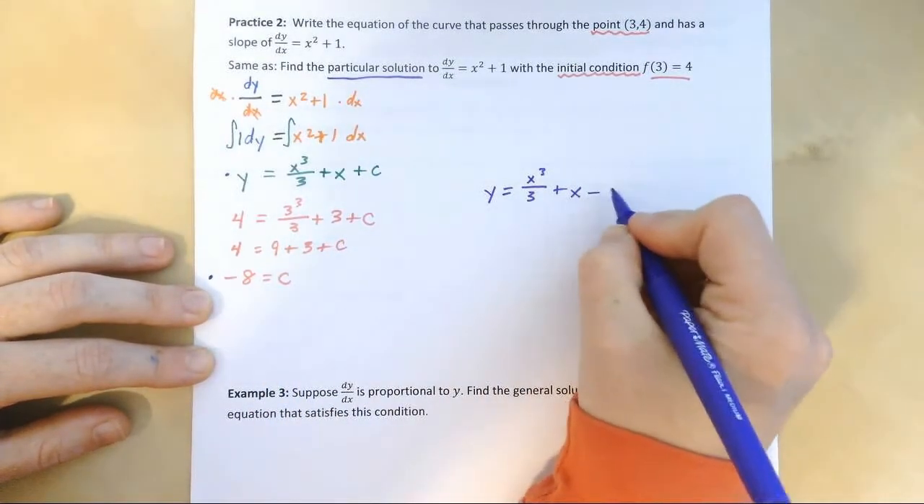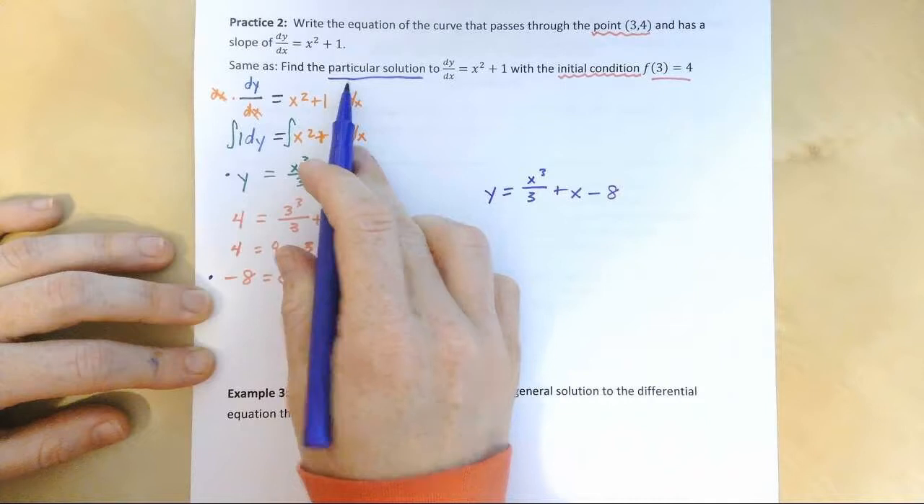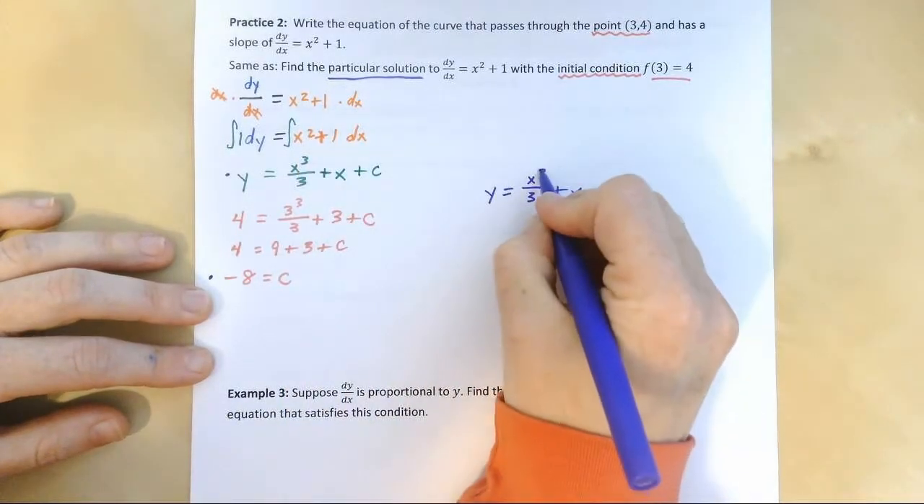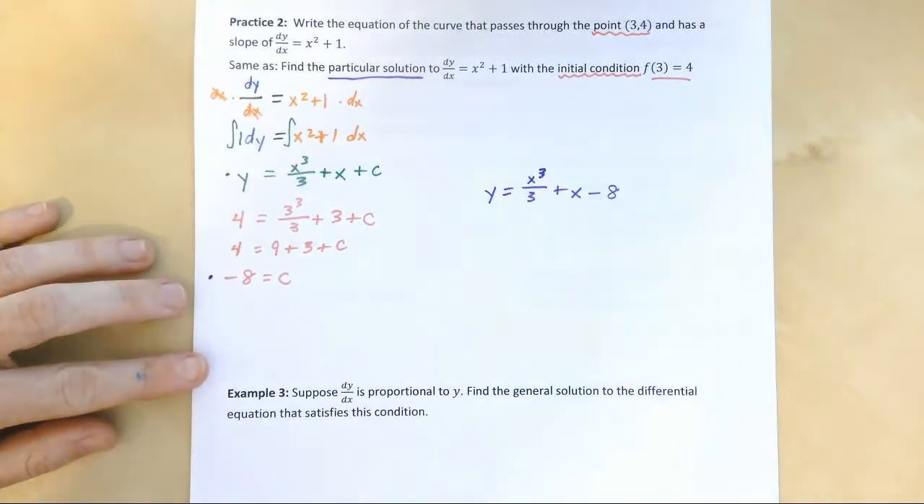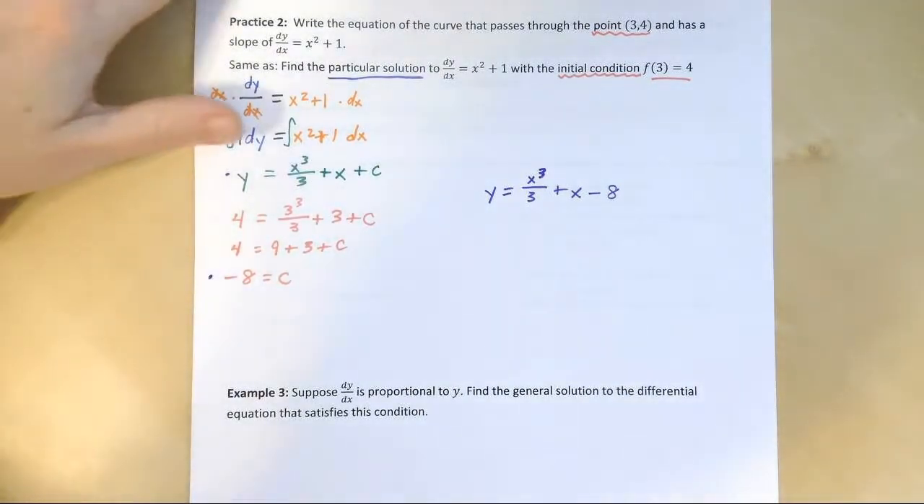So plus negative 8, that is the same as minus 8. That is the particular solution, so this would be your answer. I'm sorry, that looks like a square. Okay, cool. So, hopefully y'all got that practice.